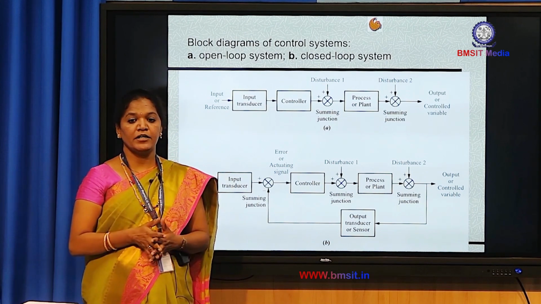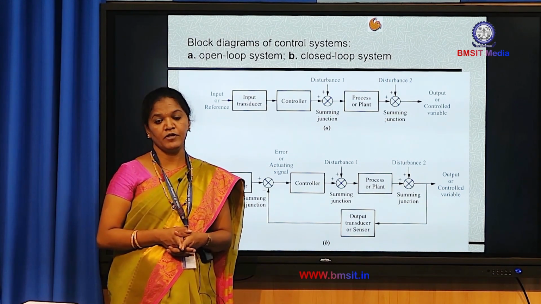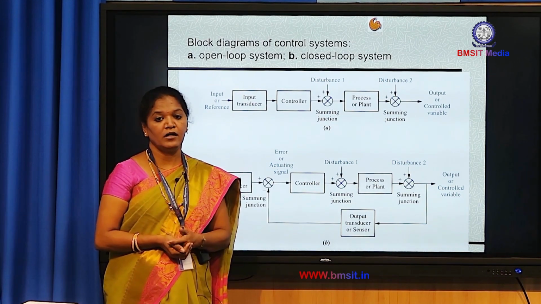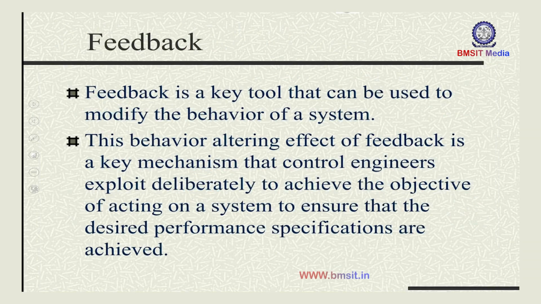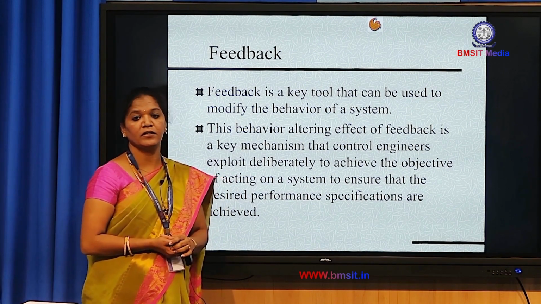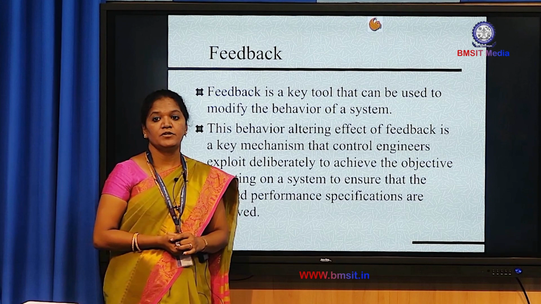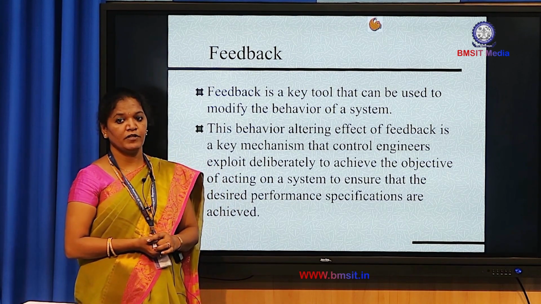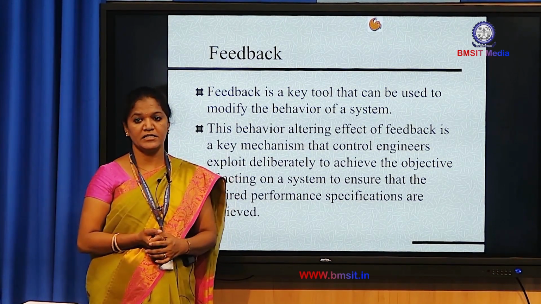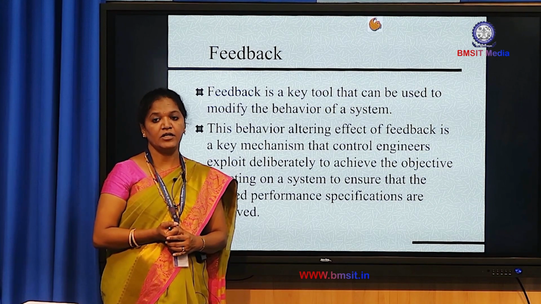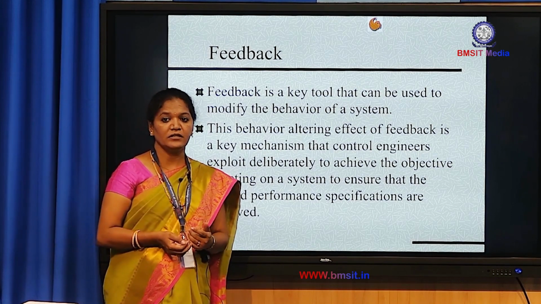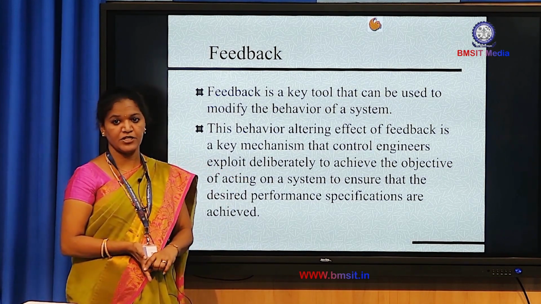In terms of stability, the open loop control system is stable for all environmental conditions and closed loop control system is not stable for all the environmental conditions. So, closed loop control system is also called a feedback system. Feedback is a key tool that can be used to modify the behavior of the system, and the behavior-altering effect of feedback is a key mechanism that control engineers exploit deliberately to achieve the objective of the action on the system, to ensure the desired performance specifications are achieved.